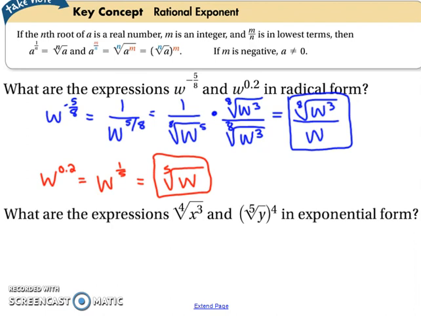Okay, so what are the expressions? The 4th root of x cubed. So that one, remember, the exponent is the numerator, the index is the denominator. So x to the 3/4. And then, even if you have parentheses, it's the same idea. The 4 is going to be your numerator, the 5 is going to be your denominator.